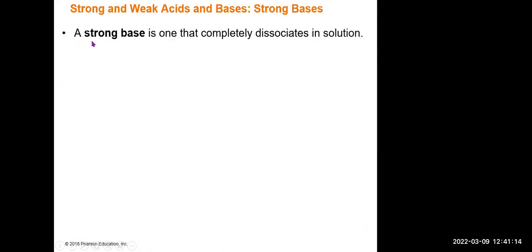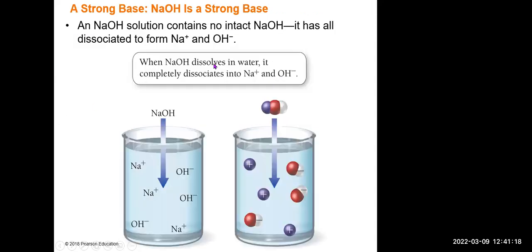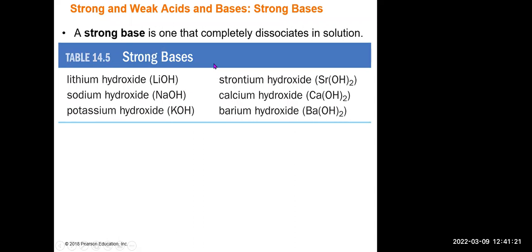A strong base is one that completely dissociates in solution. Here are a few examples of strong bases: LiOH, NaOH, KOH. For these three metal hydroxides, each formula unit gives you one hydroxide, one OH. For these three on the right, every one unit will give you two OH.